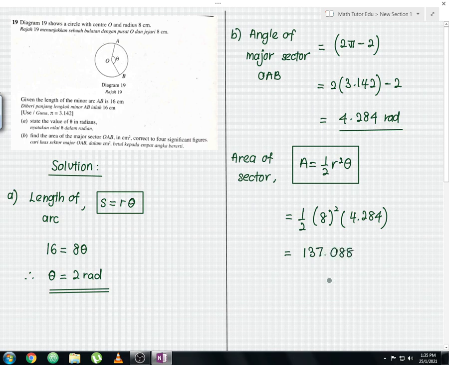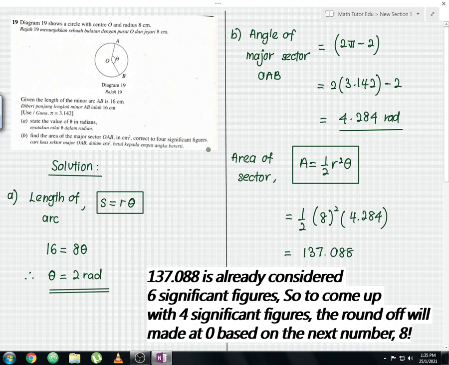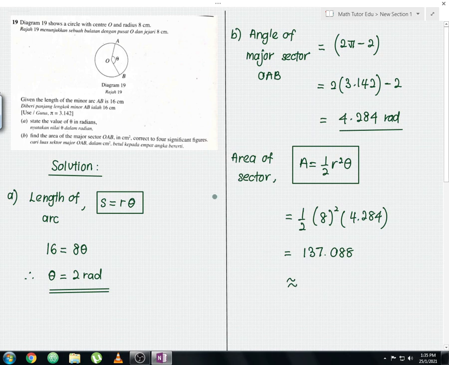137.088, but this is not the final answer. The question asks us to correct to 4 significant figures, but it's already more than 4 significant figures. So from here we will round it off, correct to 4 significant figures. You should get your answer is 137.1 centimeter square. So this will be your final answer, guys. Let me underline the solution now.